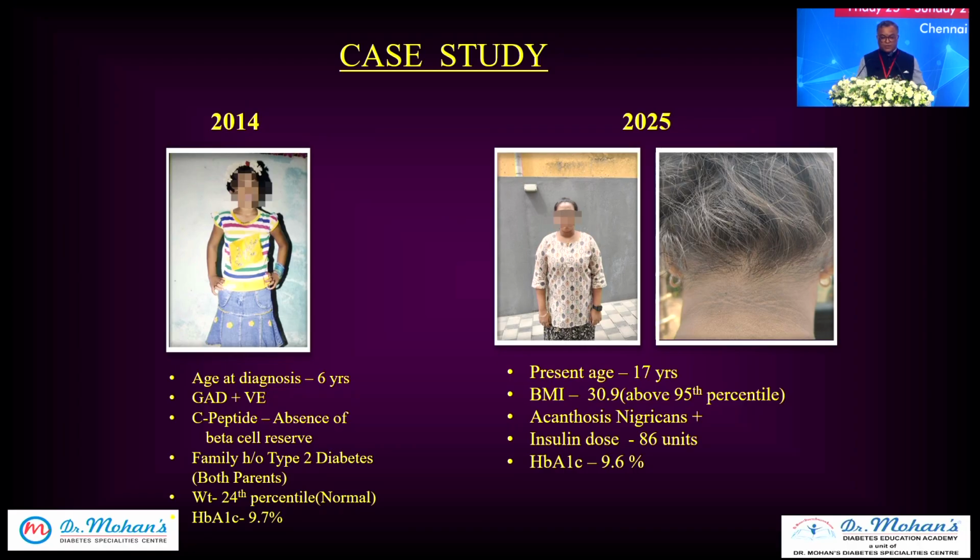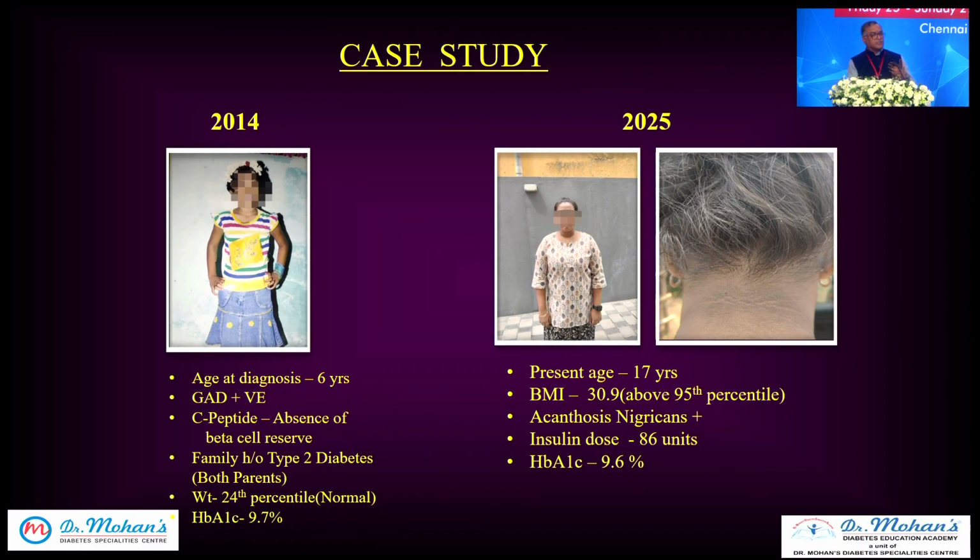The same child was started on insulin and has been continuing insulin for the past 11 years. Presently in 2025, her present age is 17 years. She has developed obesity. Her BMI is 30.9 and she has features of acanthosis nigricans. Her daily insulin dose recommended is about 86 units, which is more for her weight, and her HbA1c is 9.6%.